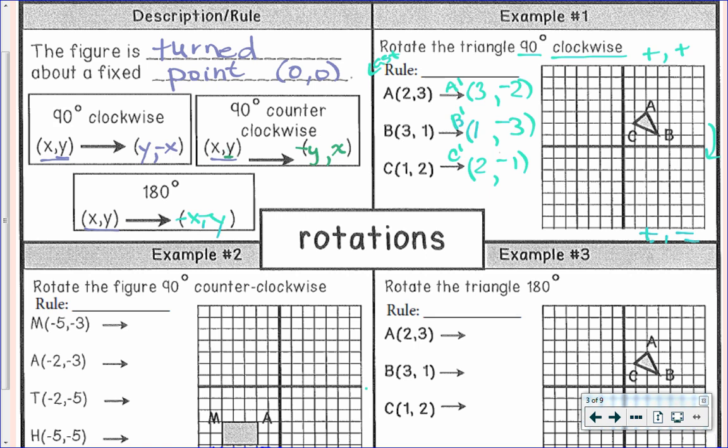Now, without looking at this, I'm going to show you how to come up with your rule, because rules will not be given to you. You'll probably have multiple choice answers, and you'll have to choose the correct rule. So, let's look at our points.